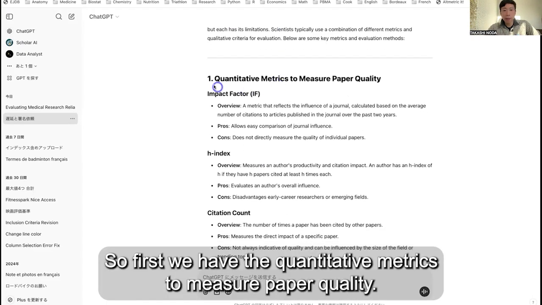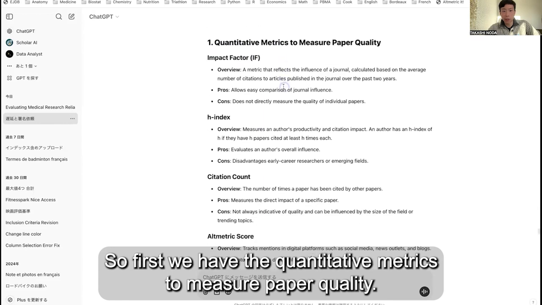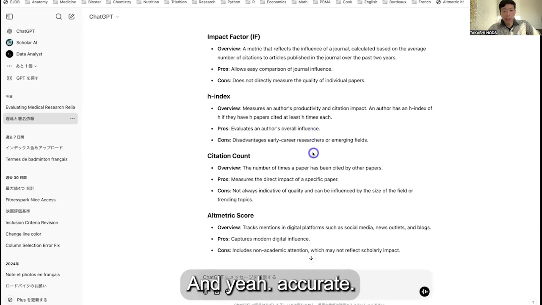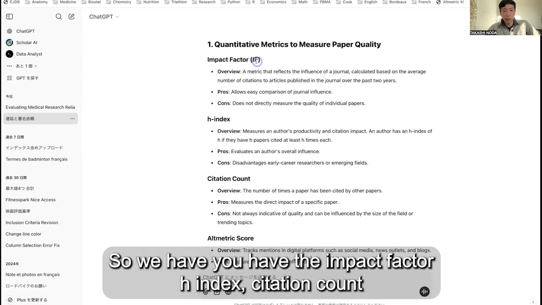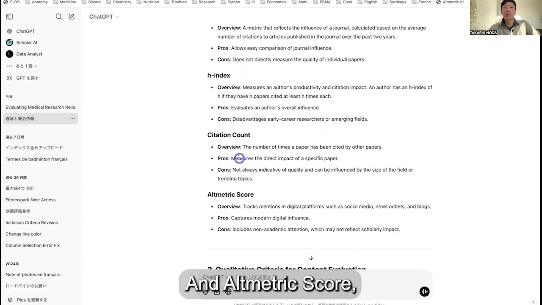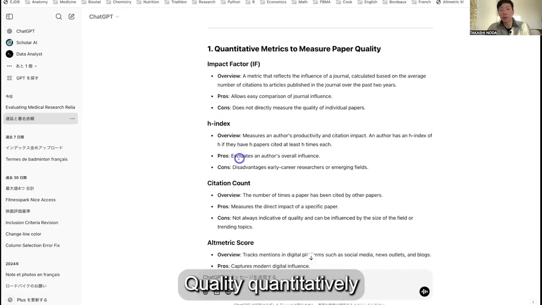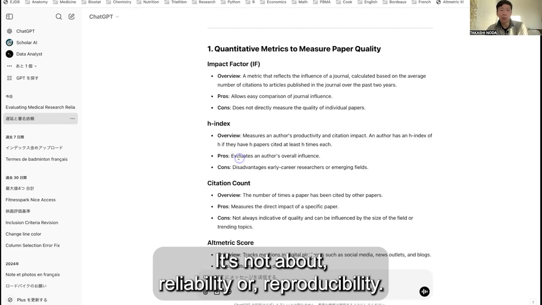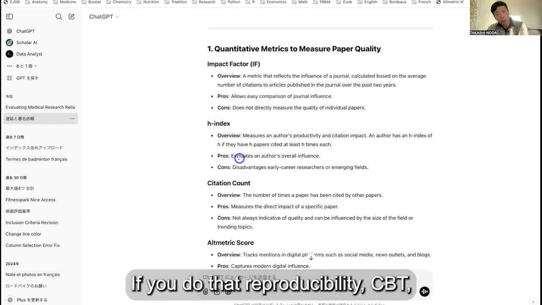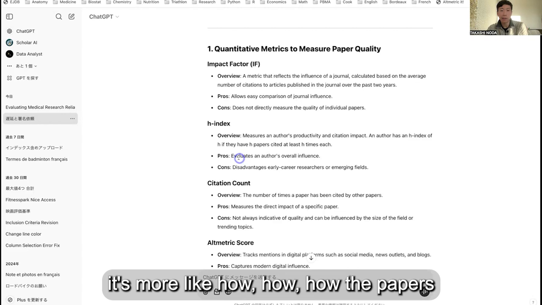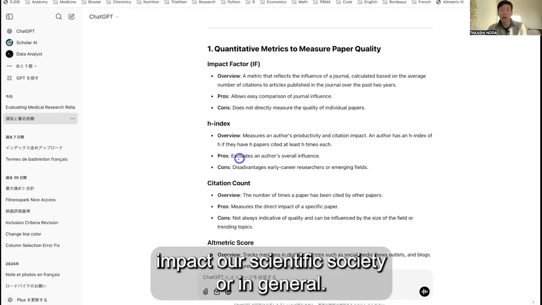So first, we have the quantitative metrics to measure paper quality. Basically, the answer is very good. It's very concise and accurate. So you have the impact factor, h-index, citation count, and Altmetric scores to refer to quantitatively. It's all about the impact or importance of the study. It's not about the reliability or reproducibility of the scientific study. It's more about how the paper impacts our scientific society or general society.